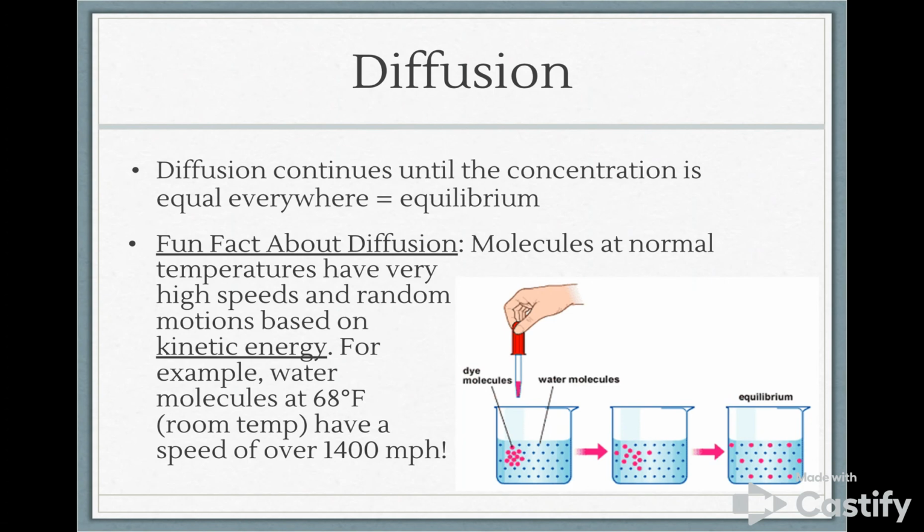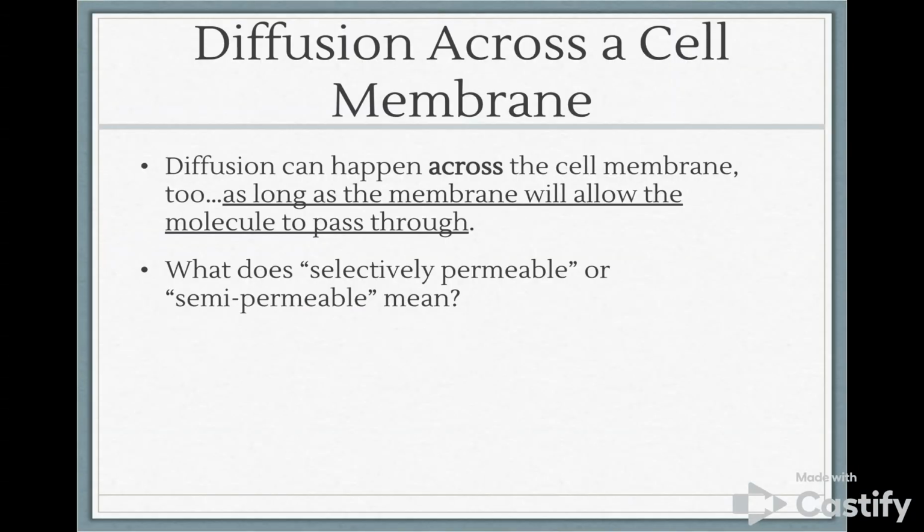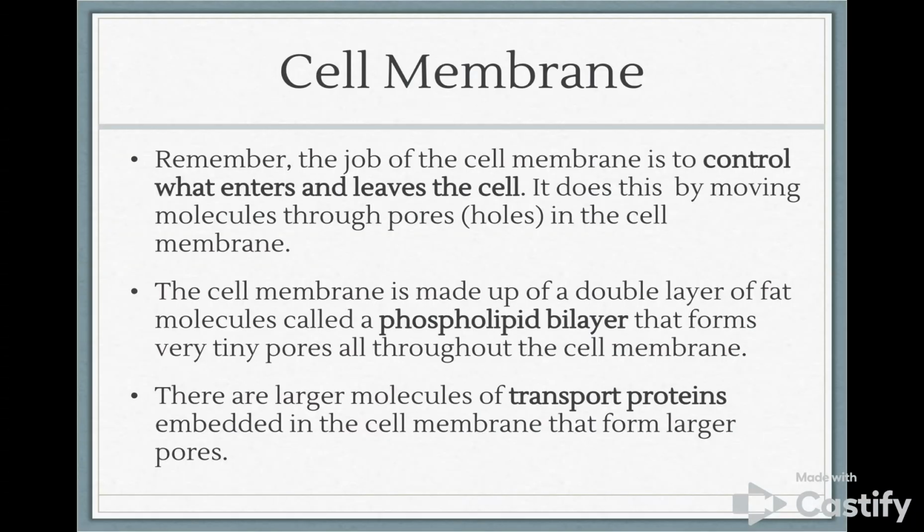If you start to talk about cells, then it works a tiny bit differently, but it's the same idea. So when we're trying to move something across a cell membrane, the same sort of thing can happen as long as the cell allows that substance to be moved freely across the cell membrane. Remember, cell membranes are like the gatekeeper. They only allow some things to move in or move out, and they're called selectively or semi-permeable.